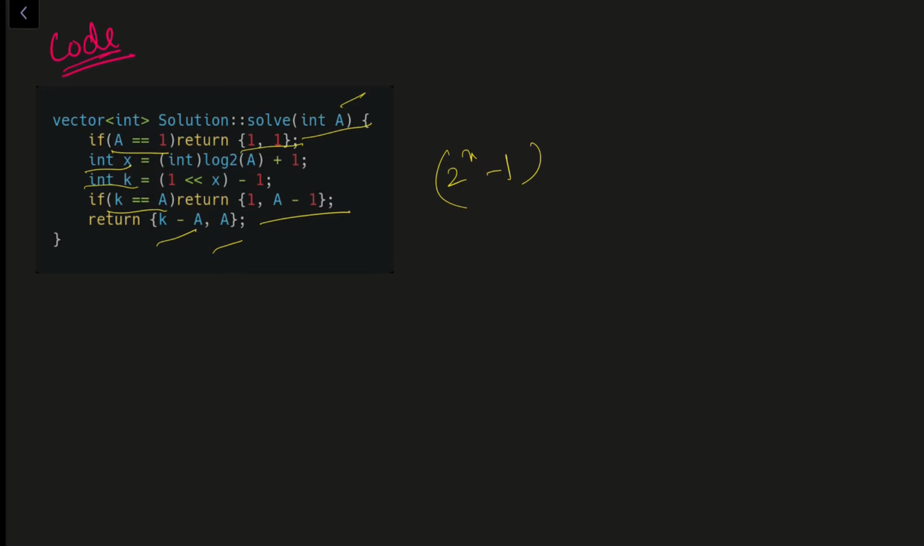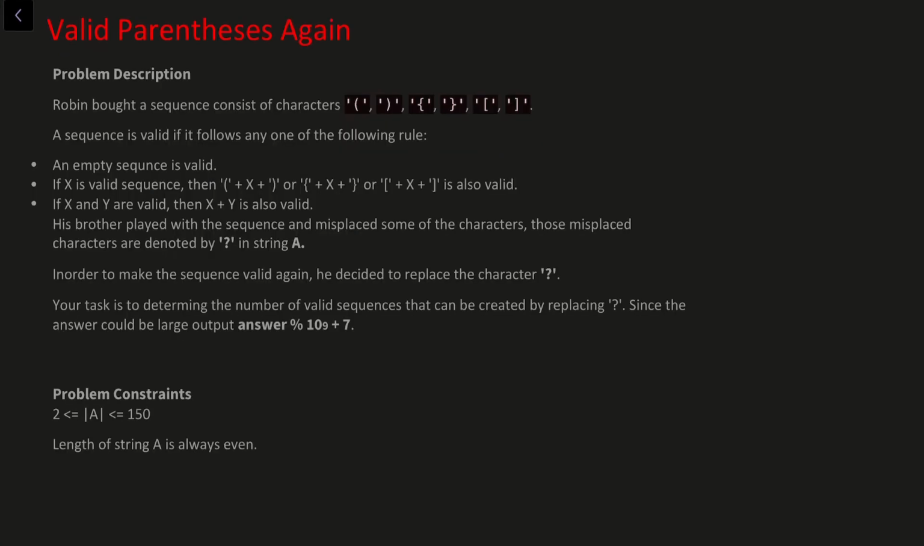Now let us talk about the second problem. Valid parentheses again. So Robin bought a sequence consisting of these characters. A sequence is valid if it follows any one of the following rules. An empty sequence is valid. If x is a valid sequence, then opening bracket plus x plus closing bracket of the same kind, or similarly here as well, is also valid. If x and y are valid, then x plus y is also valid.